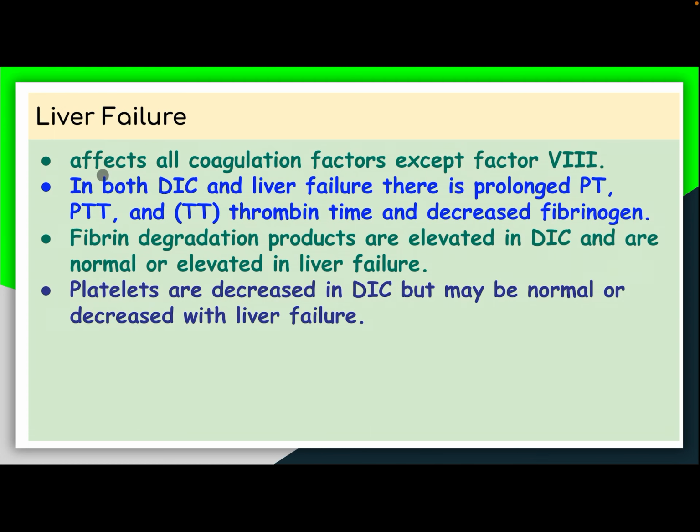Liver failure affects all coagulation factors except factor 8. In both DIC and liver failure, there is prolonged PT, PTT, and TT, thrombin time, and decreased fibrinogen. Fibrin degradation products are elevated in DIC and are normal or elevated in liver failure. Platelets are decreased in DIC but may be normal or decreased in liver failure.